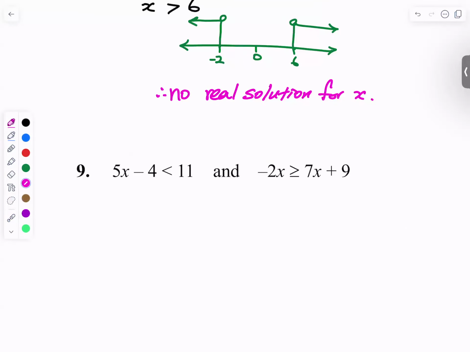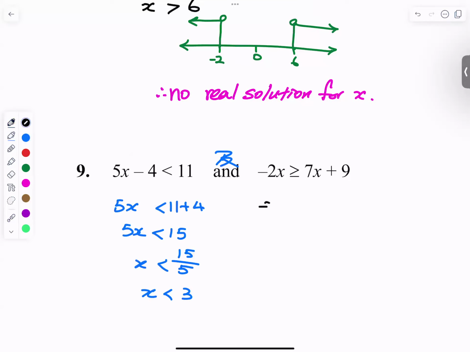-4 goes to the other side first. You have it at divided by 5, 3. Unknowns on all the left side. Numbers on the other side. And then 9 goes to the other side. We change the sign because a negative number is being divided.